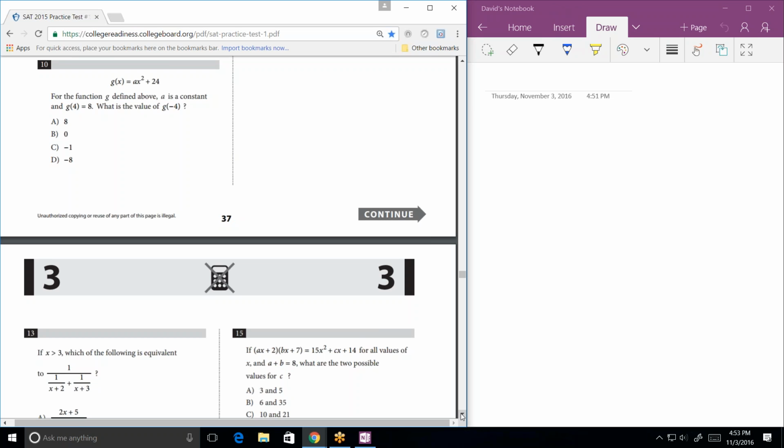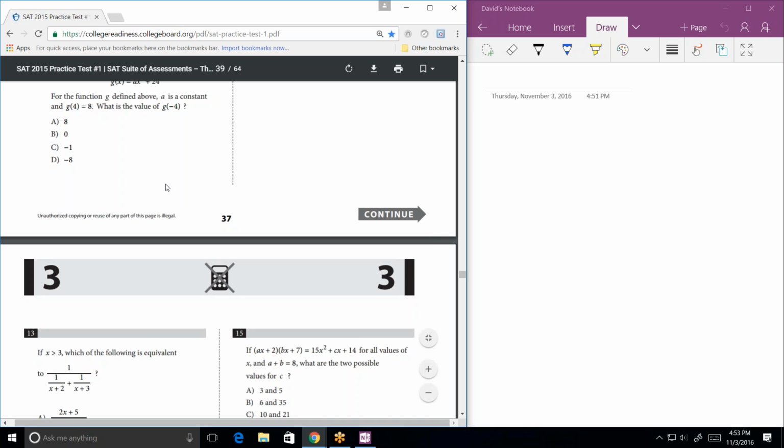Okay. So for the functions g defined above, a is a constant, g of 4 equals 8. So what is the value of g of negative 4? Don't you just plug in negative 4 for x? Well, yes, but first you're going to have to solve for a. Yeah. That's the key here.